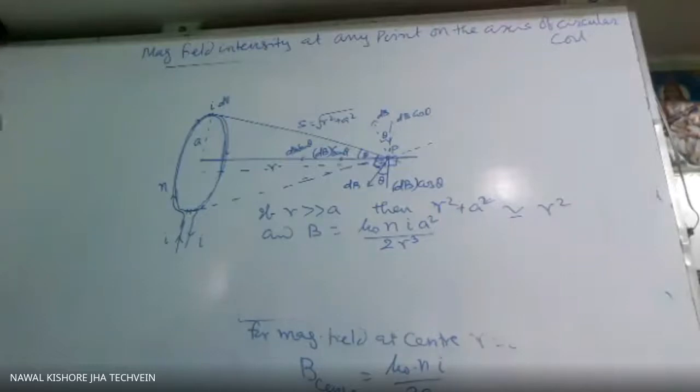Okay, so this will be the general formula for magnetic field at any point on the axis. The time is up, sir.